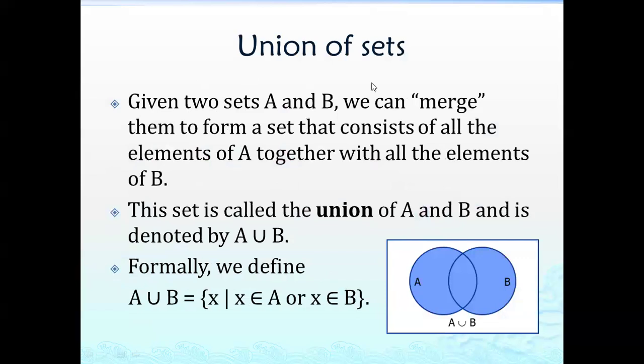Let's talk about the union of sets. Given two sets A and B, we can merge them to form a set that consists of all the elements of A together with all the elements of B. This set is called the union of A and B and is denoted by A ∪ B. Formally, we define A ∪ B as the set of all x such that x belongs to A or x belongs to B.